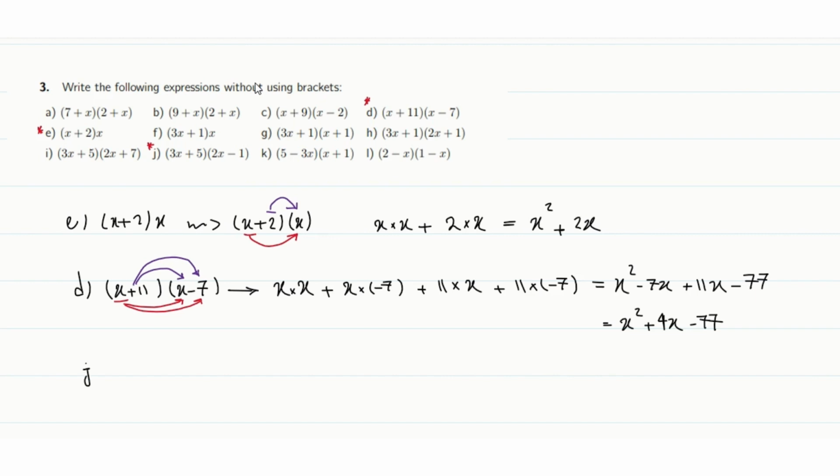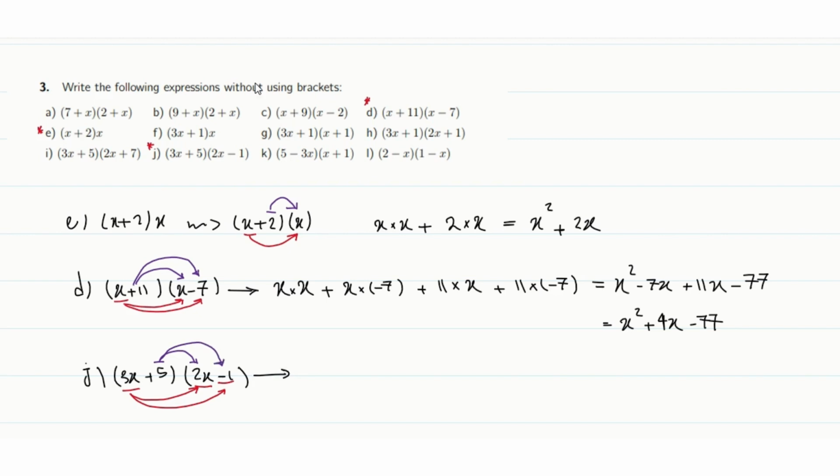So let's solve J. We have 3x plus 5 in the first bracket, and 2x minus 1 in the second one. So we do the same thing. What is the first term in here? 3x. We need to multiply it by each of these terms: the first term is 2x, and the second term is -1. And you do the same thing for 5: 5 times 2x and 5 times -1.